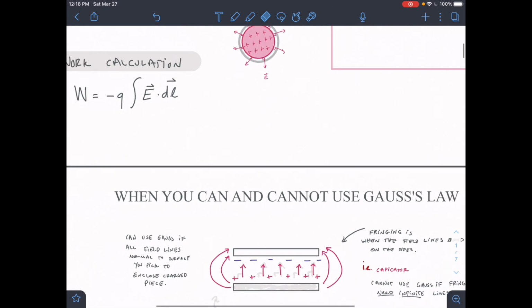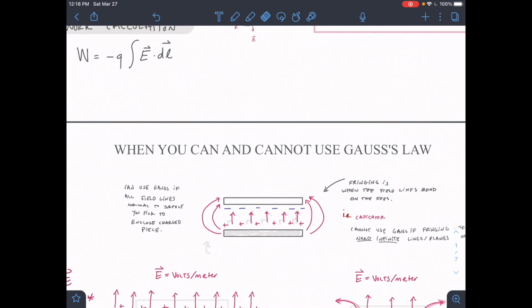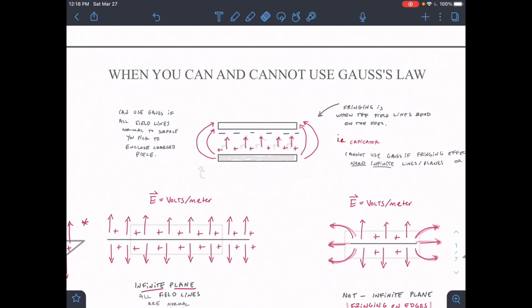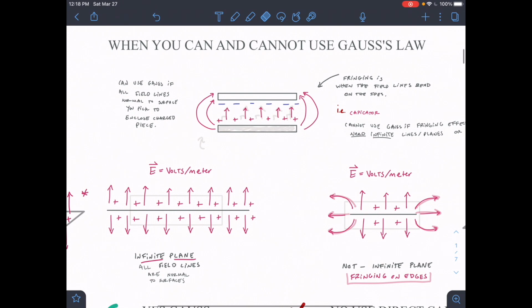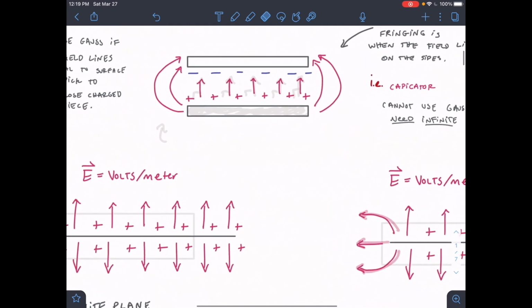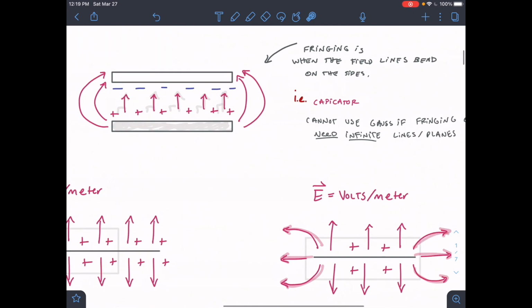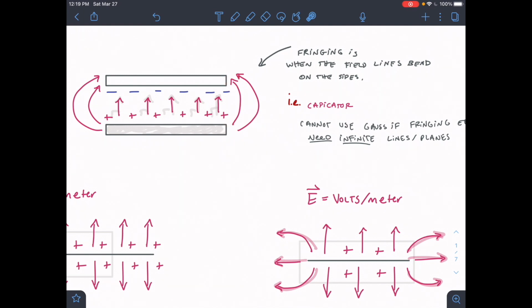Okay, so let's talk about when you can and cannot use Gauss's law. We're going to look at some well-known Gauss's law problems and compare doing them using Gauss's law versus direct calculation, so you can see why it's easier. You can use Gauss's law if all field lines are normal to the surface that you choose to enclose your charged piece. I want to talk about what fringing is, because this is what limits Gauss's law. This is just a parallel plate capacitor. All of these field lines in the middle are going up, just normal. But on the side, these field lines are wrapping around. This is what we call fringing, the bending of field lines on the edge of a charged surface.